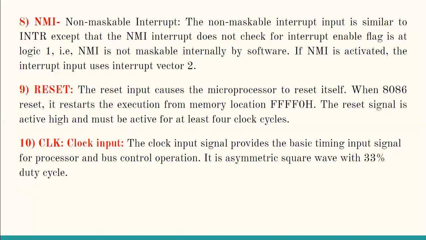Okay. Then next is the clock input. The clock input signal basically provides the timing input signal for the processor. Now, all the operations which are happening in the processor, the data transfer or the execution or the fetching, they all should be synchronized, and for that synchronization, a timing signal is required. That timing signal is provided by this clock input. The clock signal which is used for 8086 is an asymmetric square wave, and the duty cycle for it is 33%.